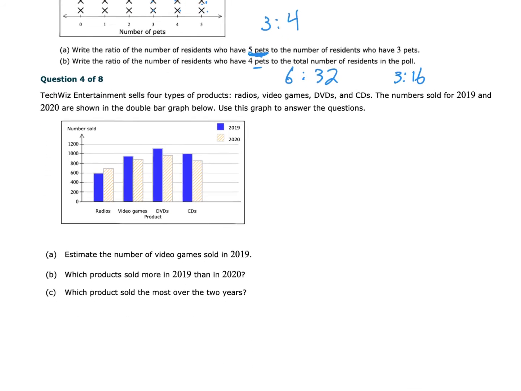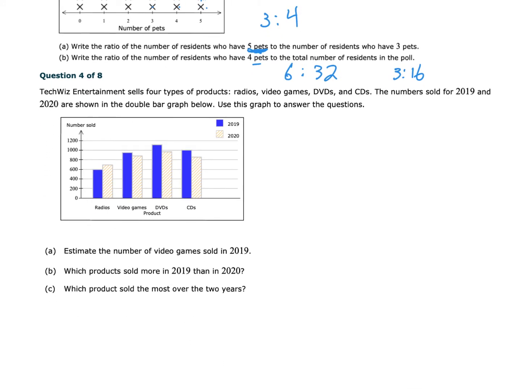Question 4. TechWiz Company Entertainment sells 4 types of products. They sell radios, video games, DVDs, and CDs. The numbers sold for 2019 and 2020 are shown in the double bar graph. Use the graph to answer your question. So 2019's in blue, 2020's in stripes. Looks like 2019 they did better in most things, besides radios.